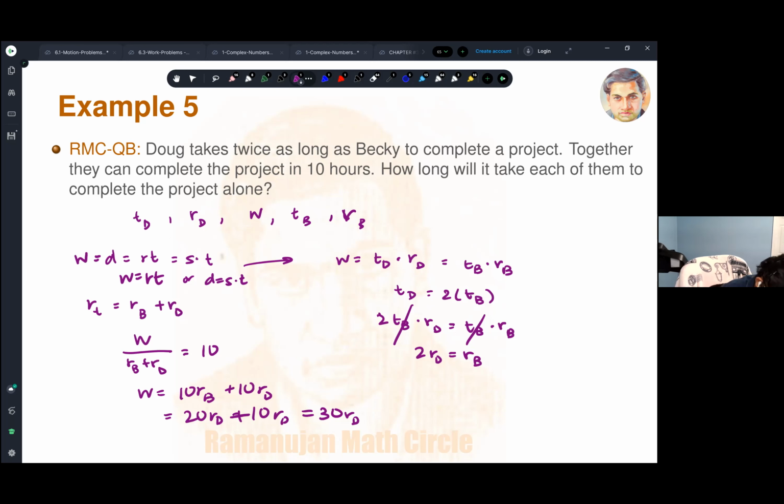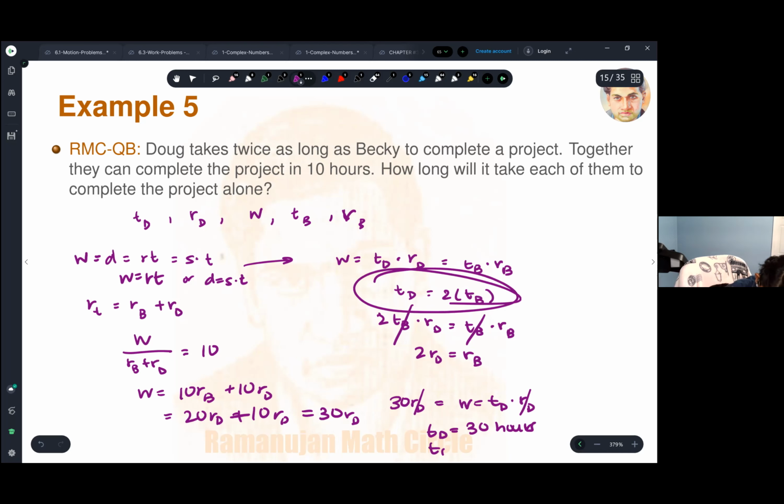Okay, so now we're going to set the different values of W equal to each other. The best way to do this is W is equal to TD times RD, and that's also equal to 30 RD. So now that gives us that TD is equal to 30 hours. And based on this relation over here, we find that TB is equal to 15 hours. So that means it takes Doug 30 hours to complete the project alone, and Becky 15 hours to complete the project alone. And together, they can complete it in 10 hours.